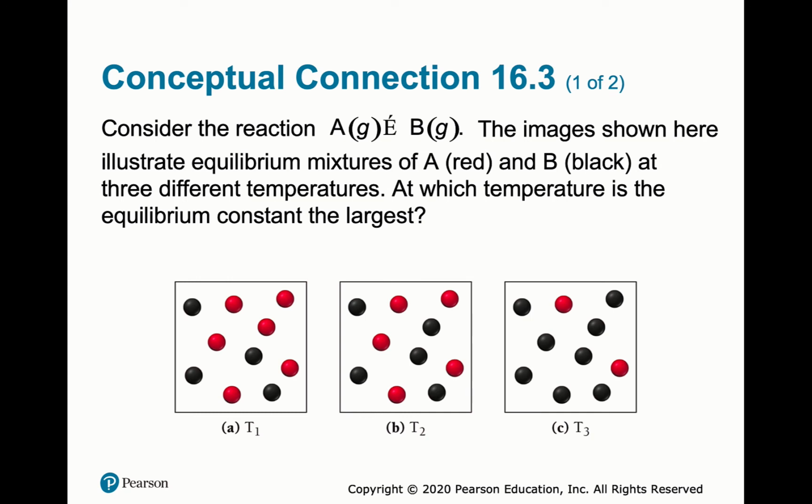So consider this reaction: A in equilibrium with B. The images shown here illustrate the equilibrium mixtures of A, red, and B, black, at 3 different temperatures. At which temperature is the equilibrium constant the largest? That means there's lots of B over a little bit of A. B is black, so the one that has the most black over the fewest red is that one.